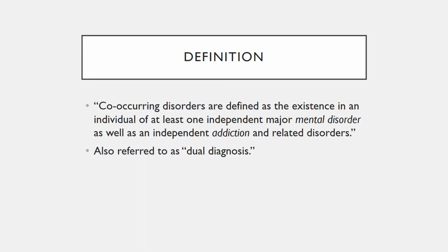So first, let's start with a definition of what a co-occurring disorder is. They are defined as the existence in an individual of at least one independent major mental disorder, as well as an independent addiction and related disorder. So it's when you're seeing a mental health diagnosis as well as a substance use disorder diagnosis. You may also hear the term dual diagnosis, and that's also the same thing that we're referring to when we talk about co-occurring disorders.